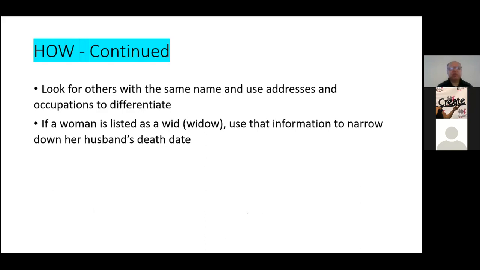As we continue with the how, again, the key thing here is to look at others with the same name. And the differentiator is going to be the address or occupation. And the last one, which is interesting, if a woman is listed as a widow, you can perhaps use that information to narrow down her husband's death date, particularly in communities in which they produced a directory every year. For example, if he was alive and listed as a head of household in 1890, but his wife is widowed in 1891, you've got a window of information.